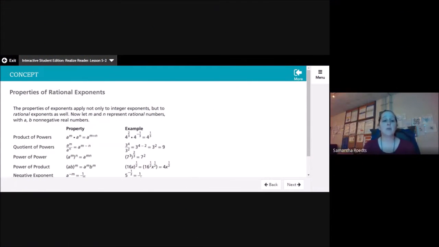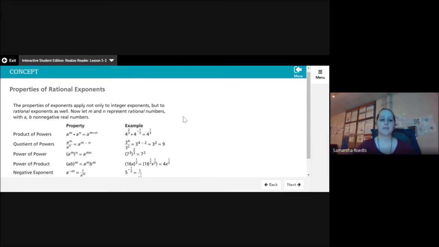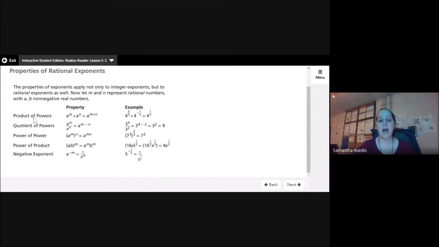All right, so concept, properties of rational exponents. The properties of exponents apply not only to integer exponents, but to rational exponents as well. Now, let m and n represent rational numbers, with a, b non-negative real numbers. So you still have the product of powers, a^m times a^n equals a^(m+n). So I have 4^(2/3) times 4^(-1/3) equals 4^(1/3) power. Quotient of powers, so when I divide, my bases are the same, the exponents subtract.